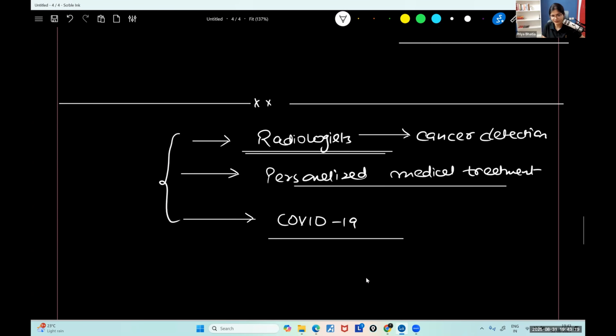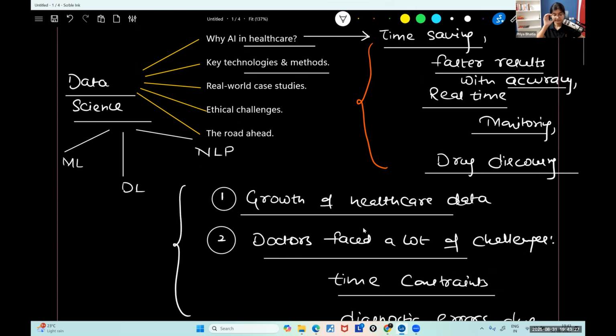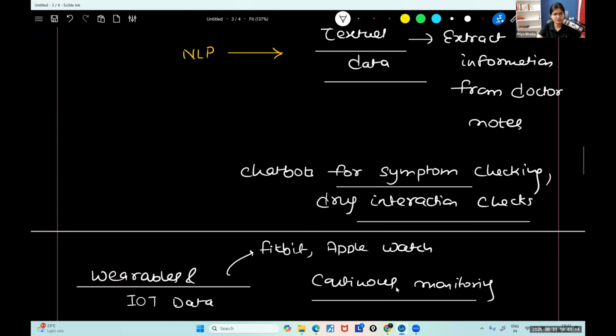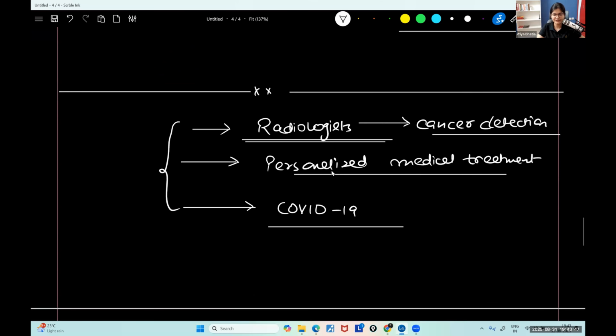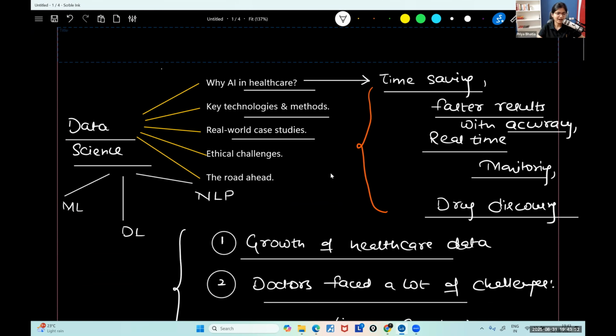Is this clear so far, whatever I have covered? Any doubts, anyone? So these are the core technologies and methods that we will have in the world of healthcare, and the real-world case studies, where I have talked about the cancer detection part, the COVID-19 data part, and how a person will be able to benefit from personalized medical treatment, right? Now, the next part is the ethical challenges, right?